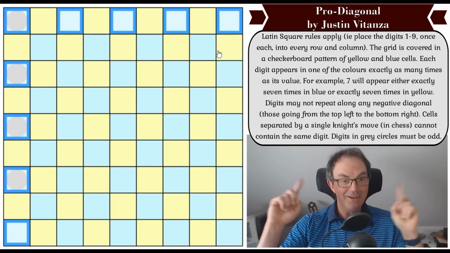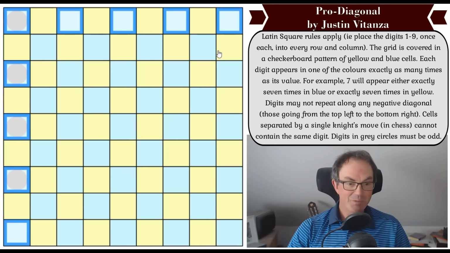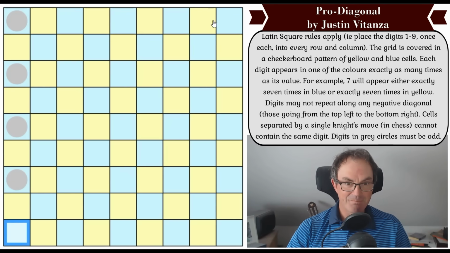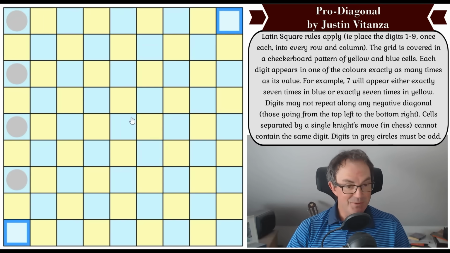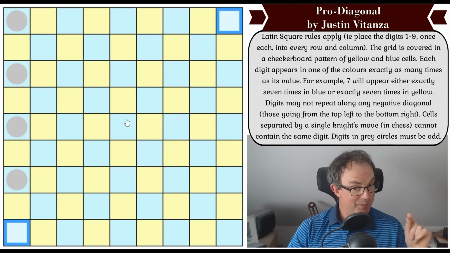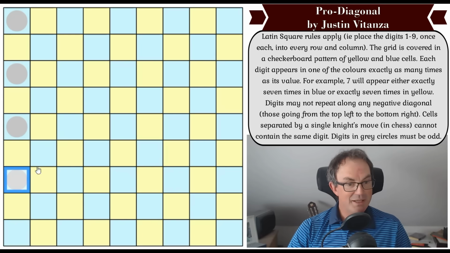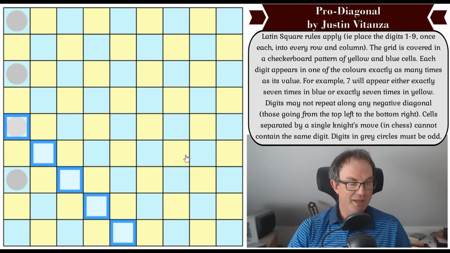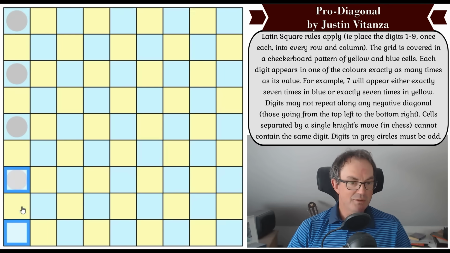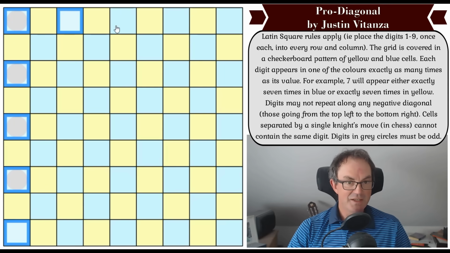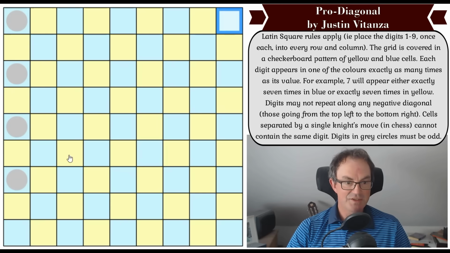So we can start the puzzle by saying that there must be 9s in the corners. Because what we've just deduced is there are 9 9s in blue, and we can't repeat a digit on that diagonal. And there are only 9 such diagonals. 1, 2, 3, 4, 5, 6, 7, 8, 9. So each diagonal has to contain a 9, and therefore those 2 cells have to be a 9.